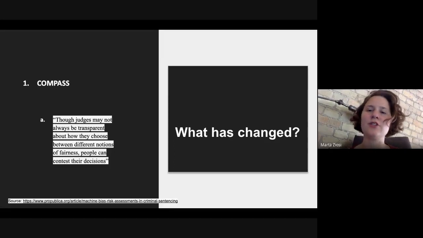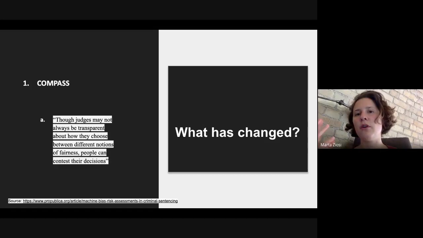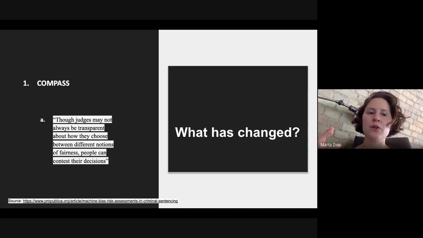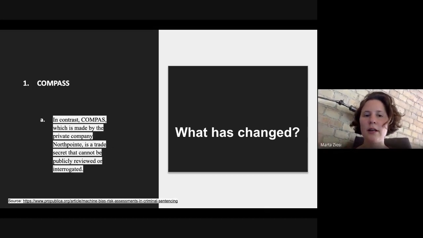So what has changed, however, with algorithms? What is different from just not using them? Even though one argument for them was to avoid the bias in judges, judges may not always be transparent about how they choose between different notions of fairness, but people can contest their decisions. You can appeal. In contrast, COMPAS, which is made by the private company Northpointe, is a trade secret that cannot be publicly reviewed or interrogated. That is what has changed.